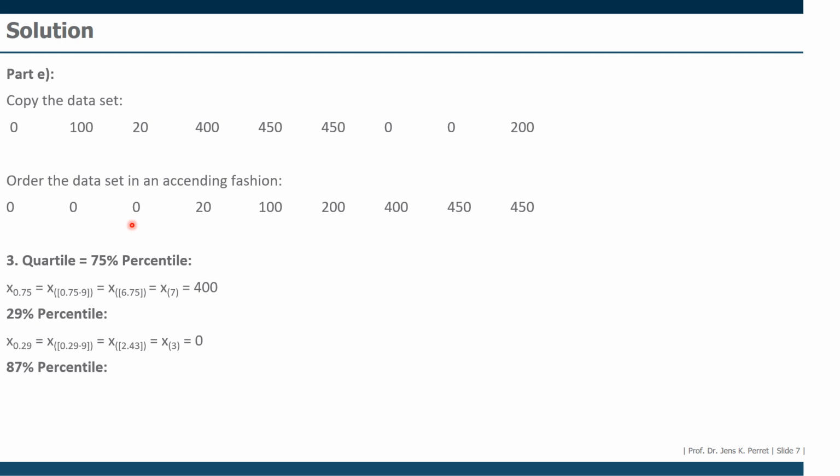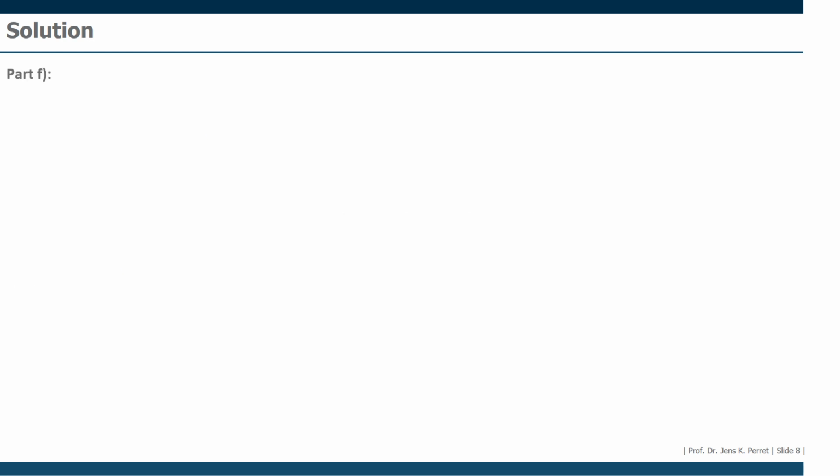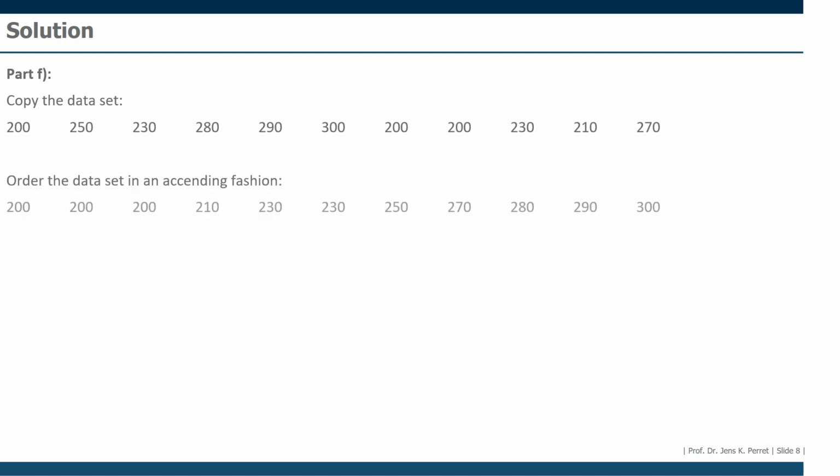So finally we have the 87th percentile. So we calculate 0.87 times 9, giving us 7.83. Rounded up is 8. So we take the 8th observation from the data set. That was the fifth part, leaving us only with one to go. So we have part F. And with part F, we use this data set, which in an ordered fashion looks as follows.